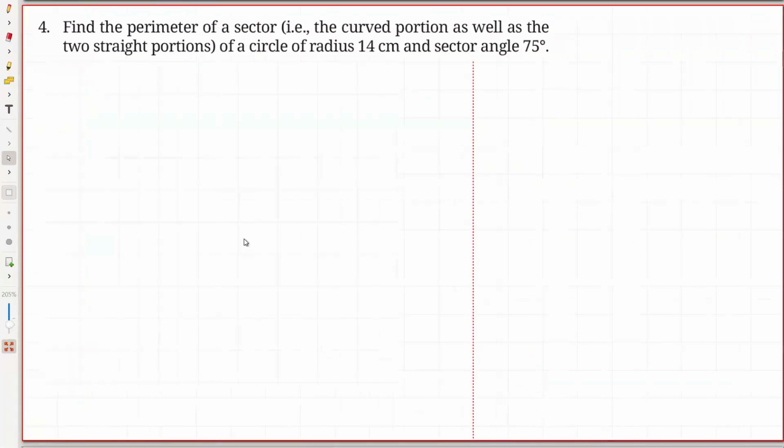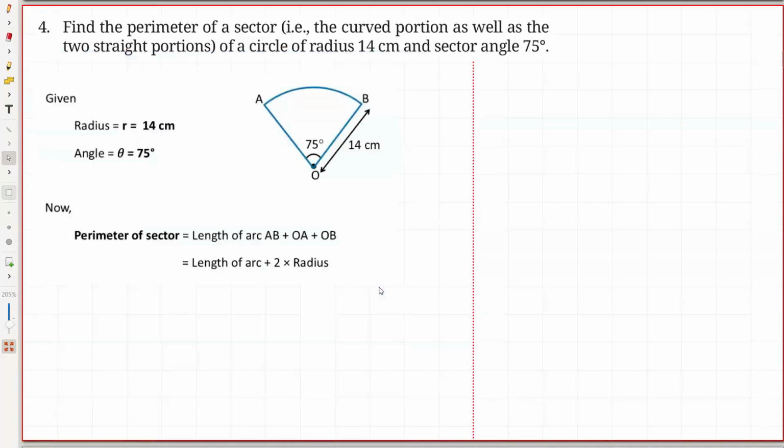So next, question number 4. Find the perimeter of a sector of a circle of radius 14 centimeter, where the sector angle is given as 75 degree. Length of an arc means only the length of the arc, whereas perimeter means the distance around the closed figure. So you have to find it fully. The radius is given and the sector angle is given, so you can easily find it. The radius is 14 centimeter and the angle is 75 degree, so we have to find the perimeter of the sector.